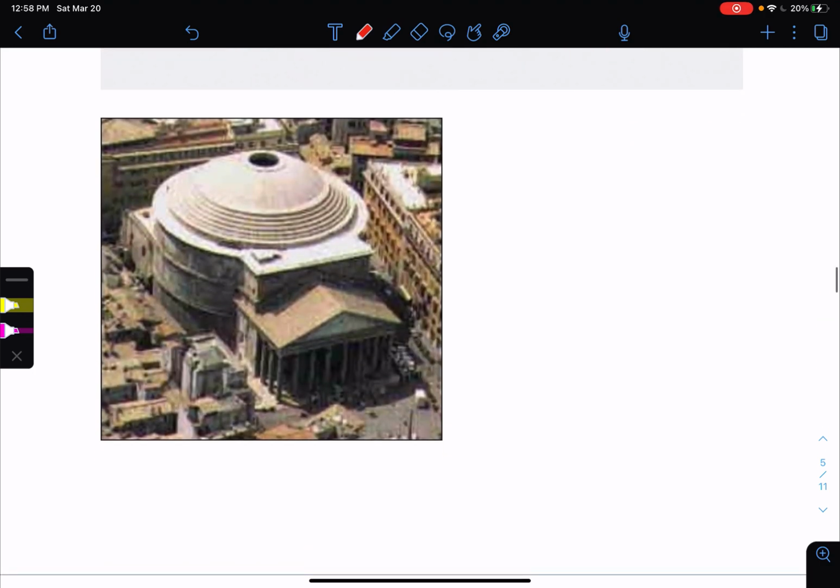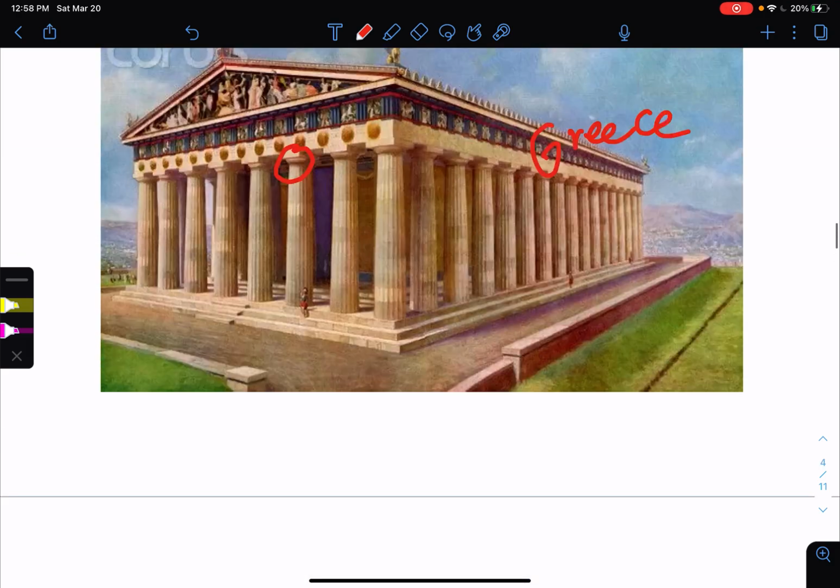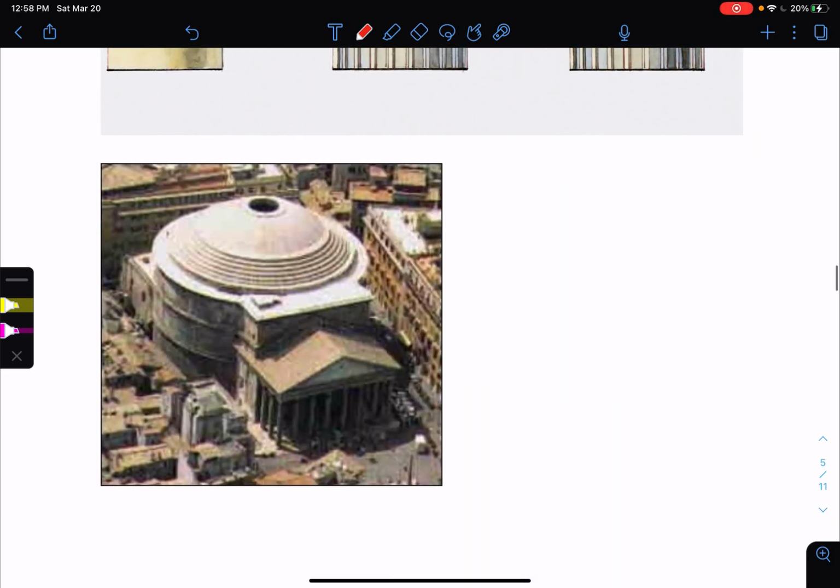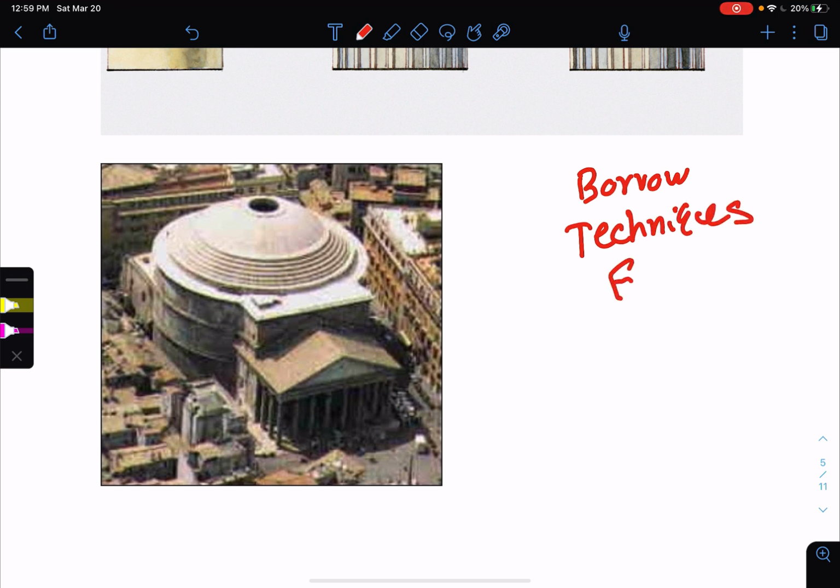This is ancient Rome. This is called the Pantheon. This is called the Parthenon. Parthenon. This is the Pantheon. The Romans borrowed techniques from the Greeks. They borrowed building techniques from the Greeks, but they also developed their own techniques, right? The Greeks came before the Romans. The Romans borrowed techniques from the Greeks, but they also developed their own ideas.